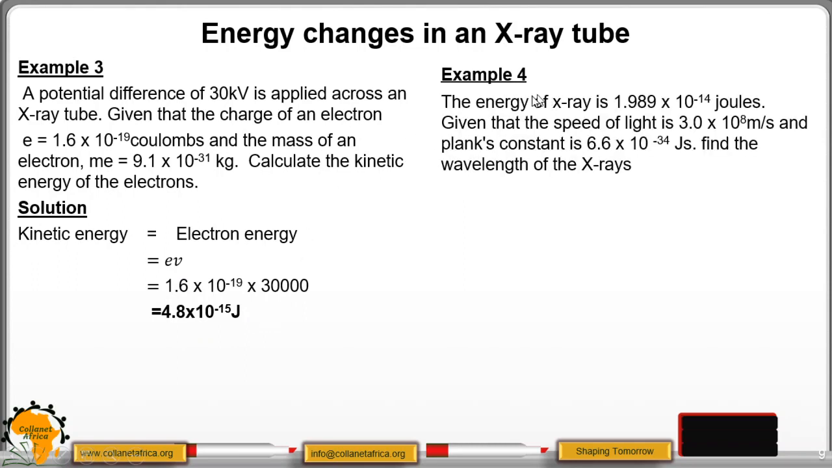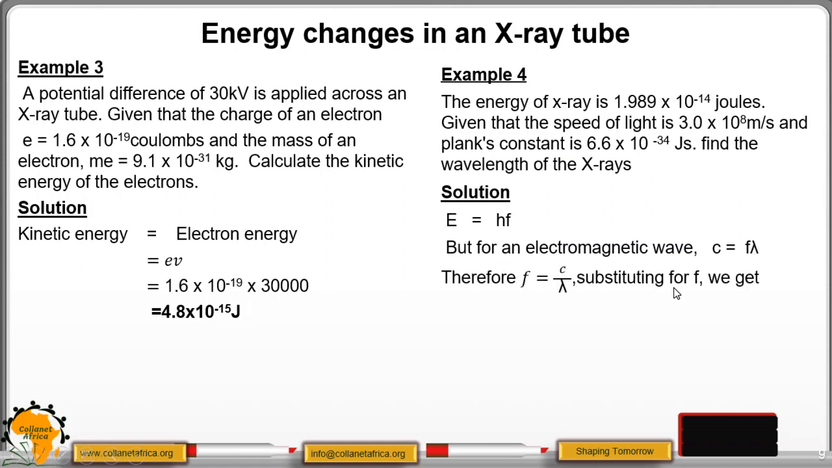Then we have example 4. The energy of X-ray is given as this value. Given that the speed of light is this one and the Planck's constant is this one, find the wavelength of the X-ray. So again, we start with our formula. E is equals to hf. But for an electromagnetic wave, we know that c is equals to lambda times frequency. So from there, we can say that f is equals to c over lambda. Then we substitute. We get that energy is equals to hc over lambda.